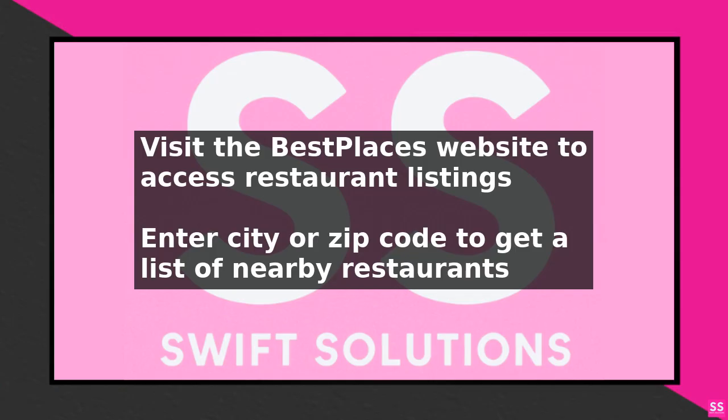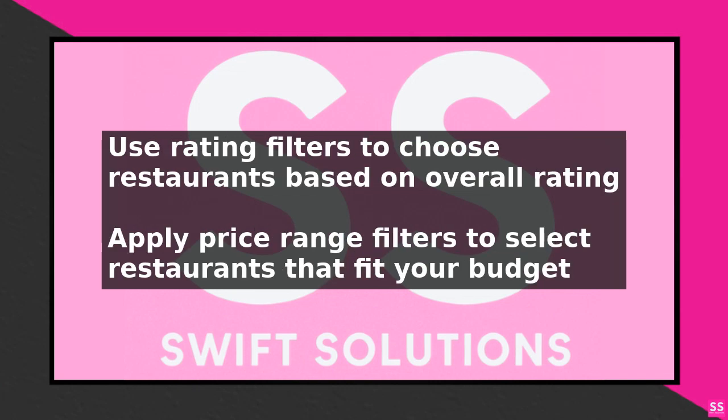First, enter the city or zip code of the area you are interested in to get a list of nearby restaurants. You can then use the filtering options to narrow down your search. The most common filters include rating, price range, and cuisine type.